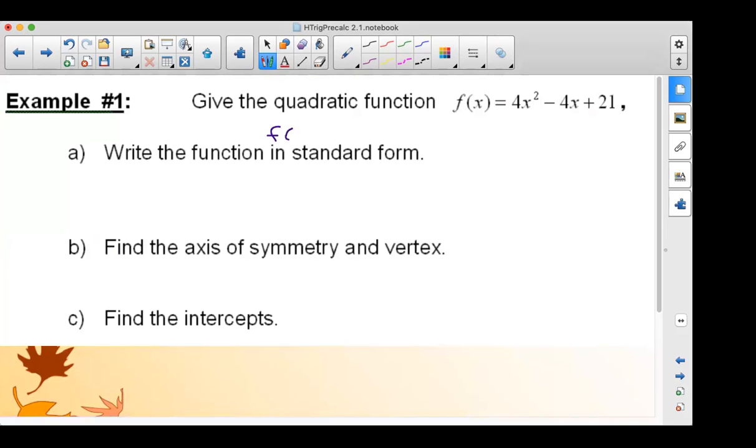So we're going to try and take this function and write it so that it is in the form x minus h squared plus k. What method do you think we would use to get it to look like standard form? What process? What did you do yesterday for your homework? Completing the square. So we're going to use completing the square.